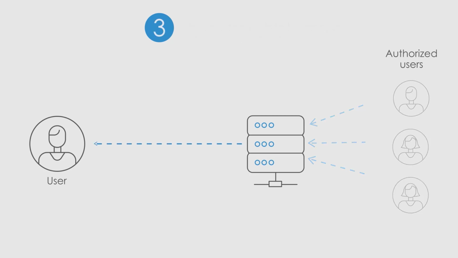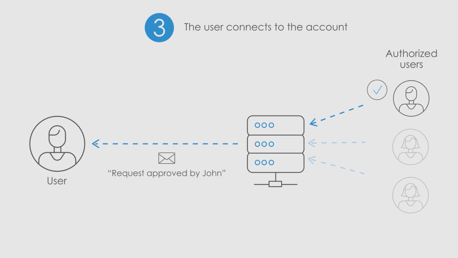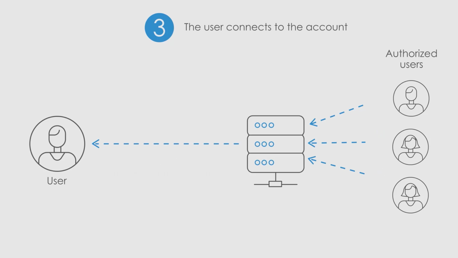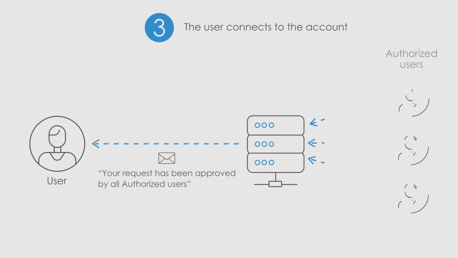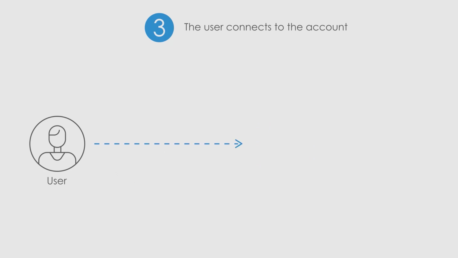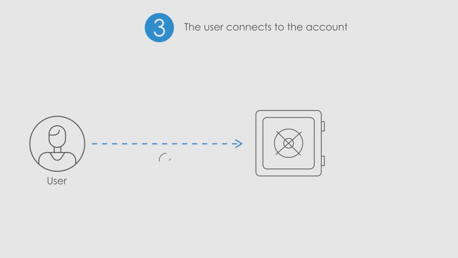In the final step, the user connects to the account. Each time an authorized user responds to the request, the user who created it receives a notification. When the total number of required confirmations is received for the request, this user receives a final notification. The user can now activate the confirmation and access the account according to the request specifications.